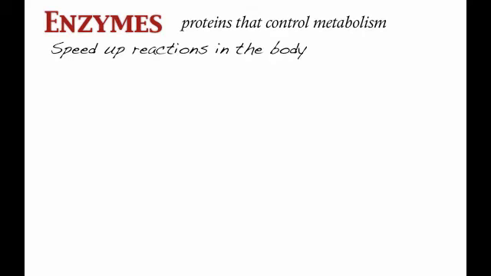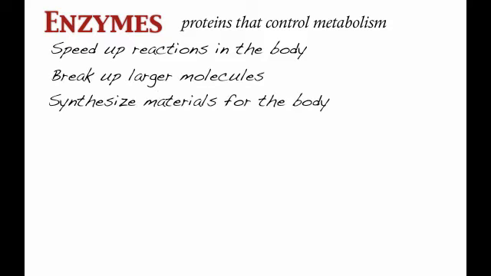Enzymes. For example, starch gets broken down into a simpler sugar, the sugar being glucose. Enzymes are something that do that. They're proteins that control metabolism, and one thing they do is speed up reactions in the body. They also break up big particles, and they also make stuff for the body.